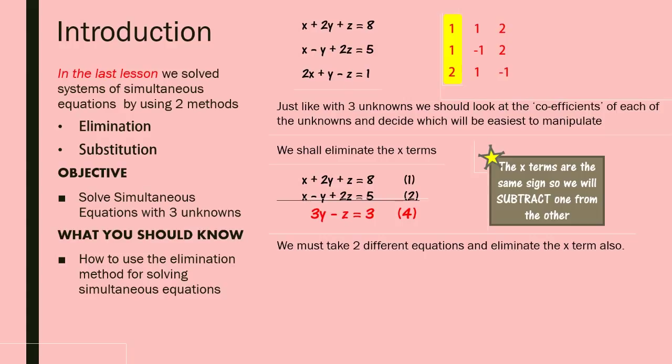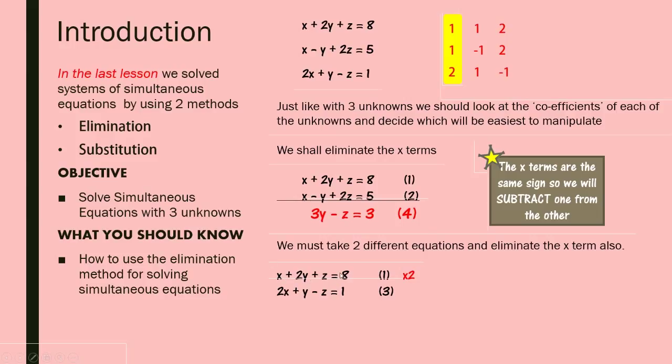We must take two different equations, so we used 1 and 2 there. So I'll use another pair. In this case, I'm going to take 1 and 3. You'll see that the coefficient of the x is 1 here and the coefficient of the x is 2 here. So I'm going to have to multiply the first equation by 2, so that these two numbers are the same, so the coefficients are the same.